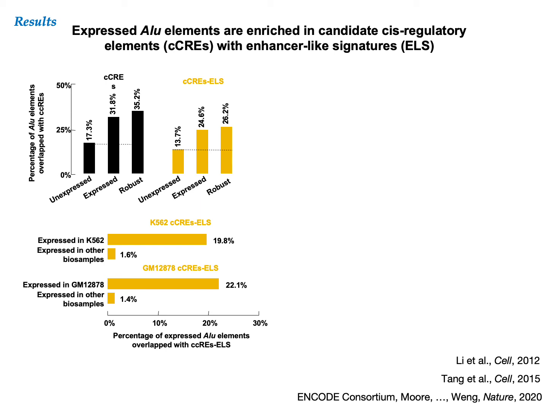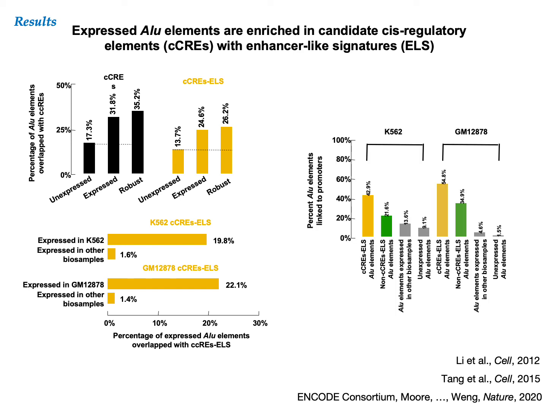is cell type specific, as shown here for cCREs defined in K562 cells and the cCREs defined in GM12878 cells, because Alu elements expressed in the same cell line showed a 12-fold enrichment over Alu elements expressed in other cell lines. By examining ChIA-PET data in these two cell lines, we further observed that higher percentages of expressed Alu elements were connected to promoters than unexpressed Alu elements.